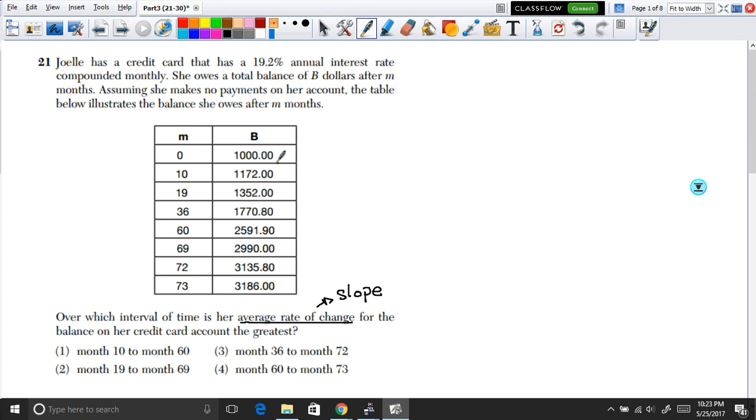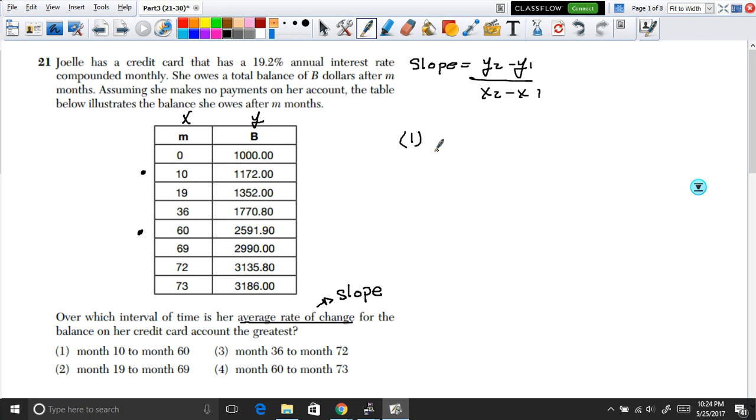So we're going to be looking at slope for the following 4 options, and we're going to see which of those 4 options gives you the greatest slope because we're looking for the average rate of change. Now, if you don't remember, the formula for the slope is y2 minus y1 divided by x2 minus x1. Okay, so now let's look at different options. Let's look at option 1, which is right here. It tells you that we want to know what is going on between month 10 and month 60. So between month 10 and month 60, let m be the x's, okay, and let b be the y's.